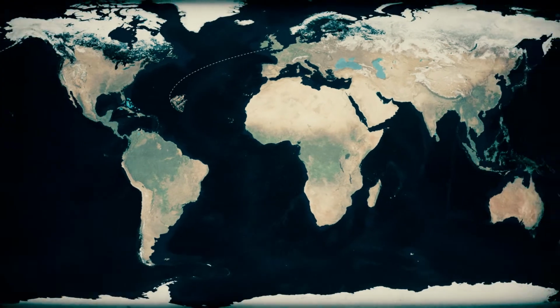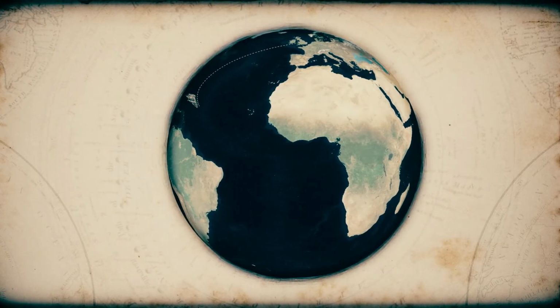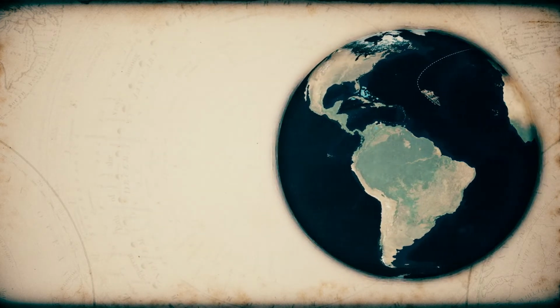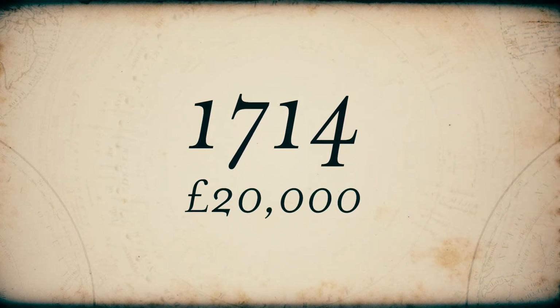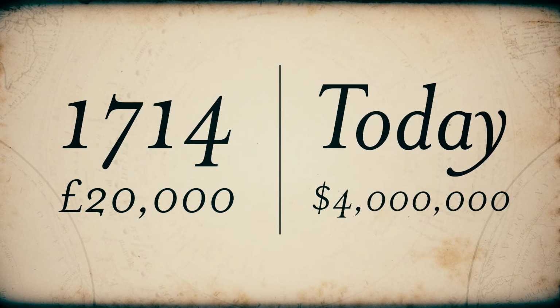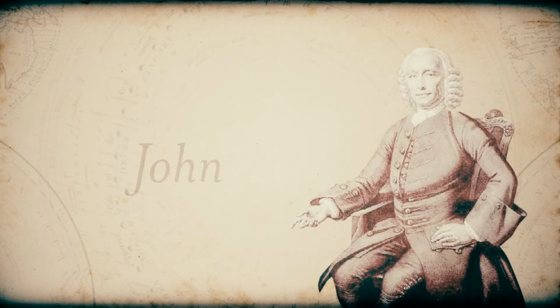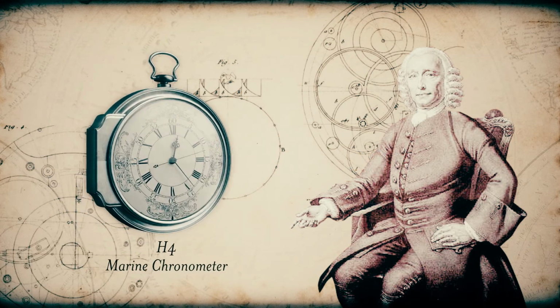While this method of determining longitude was fairly easy to understand, it still required a super reliable clock in order to do it. And a clock accurate enough for the job did not yet exist. In 1714, the British government offered a prize of £20,000 to anyone who could pull it off. That's about $4 million today. Well, in 1761, a clockmaker named John Harrison finally did it with his invention of the marine chronometer.